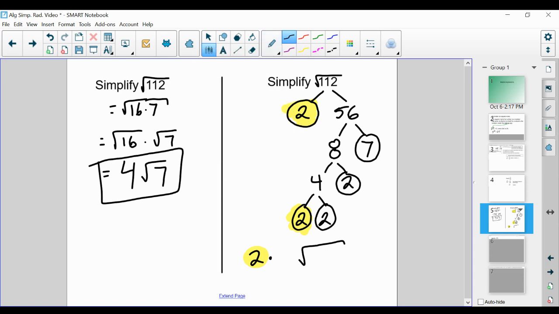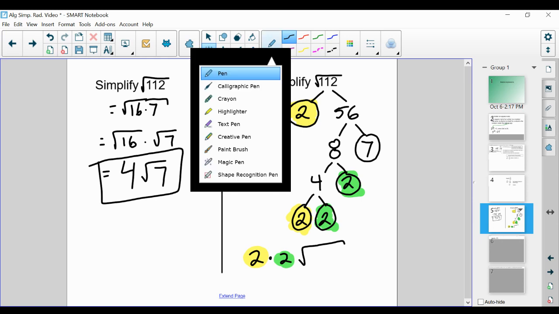Let's see if I have any other pairings or any other buddies. I have a 2 here, and I have a 2 here, which means that I can again pull out 1, 2. So now on the outside of the radical, I have 2 times 2. Are there any other pairings? Are there any other circles that I need to be aware of? Any numbers at the end of the branches?